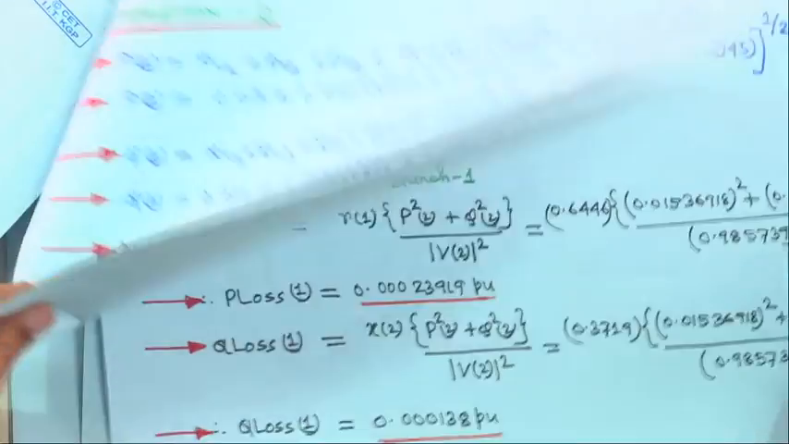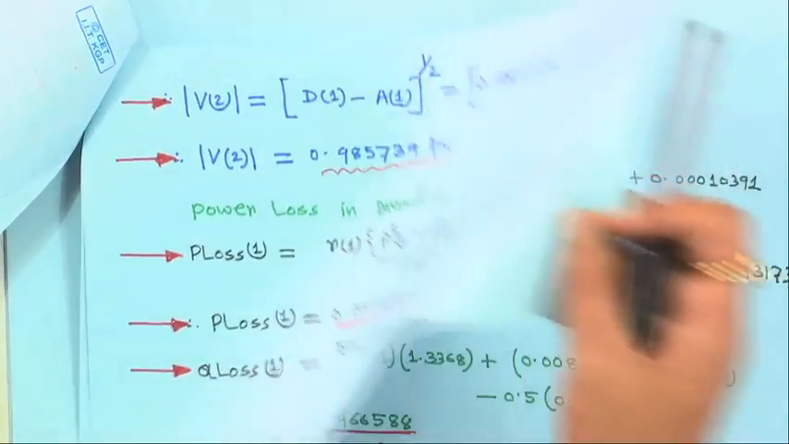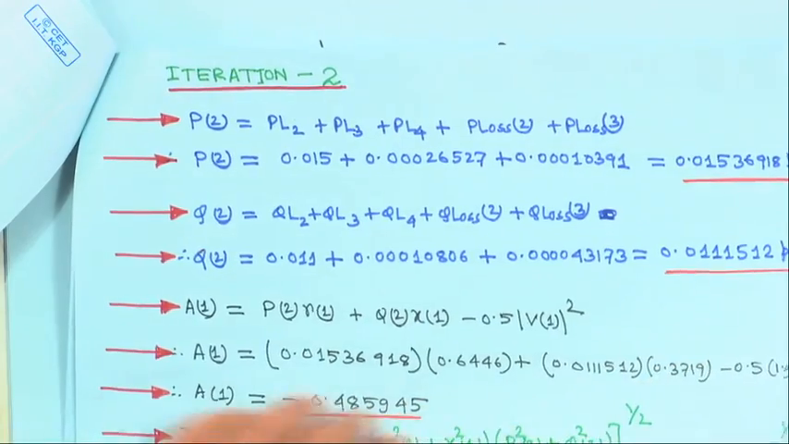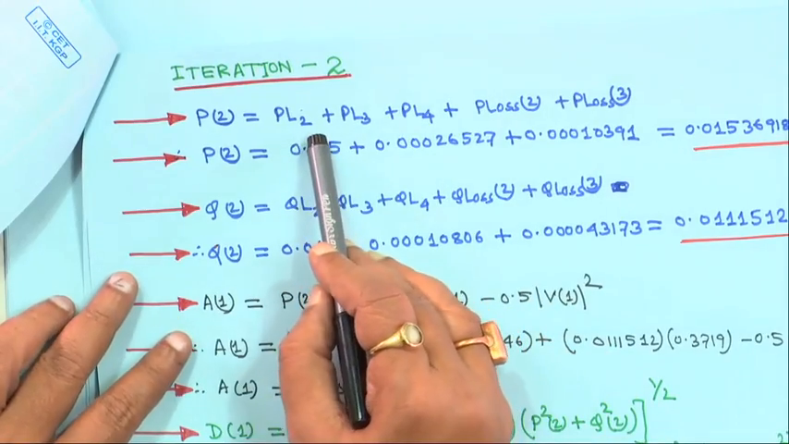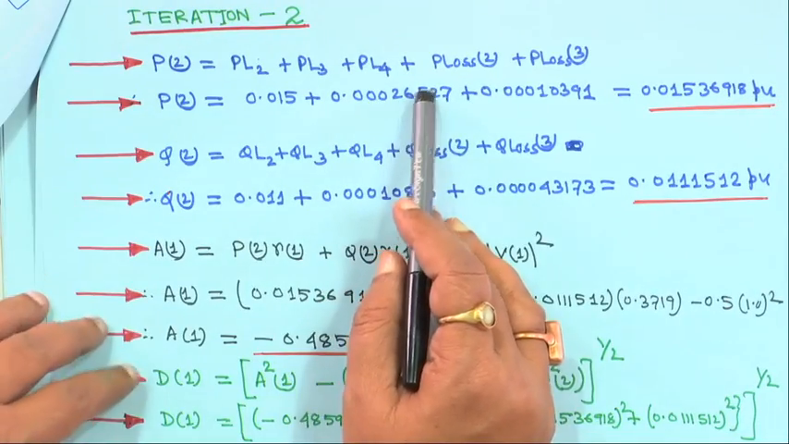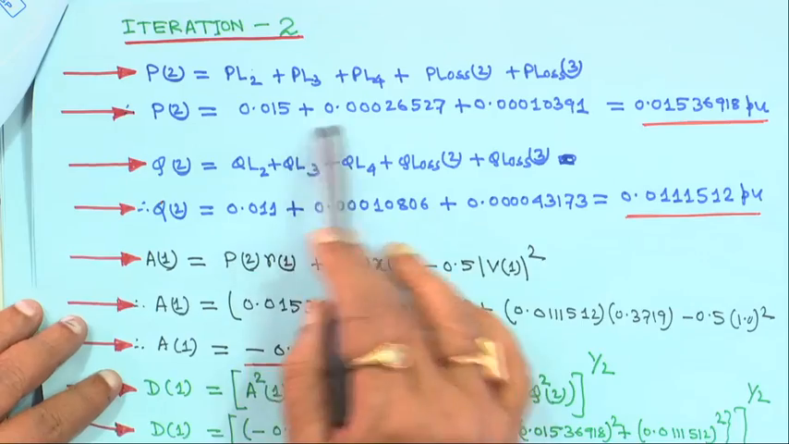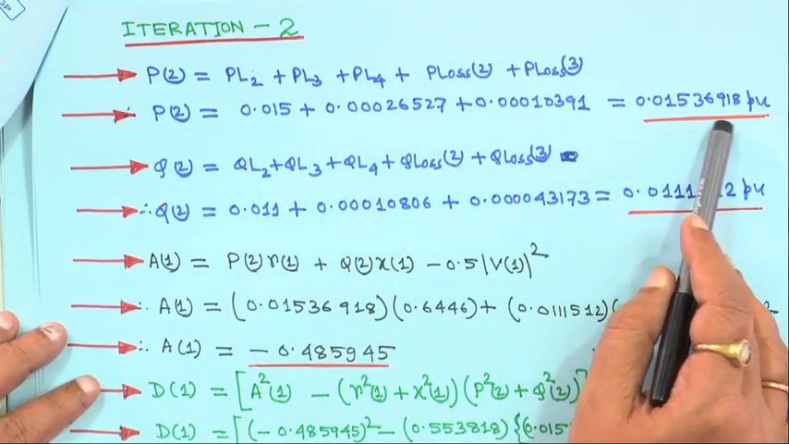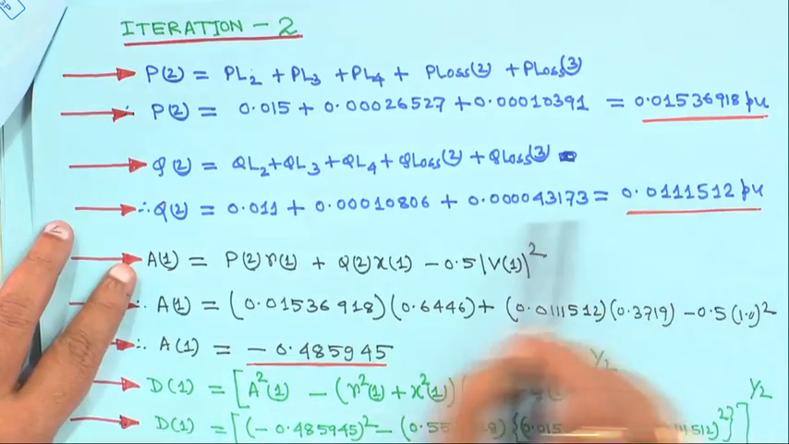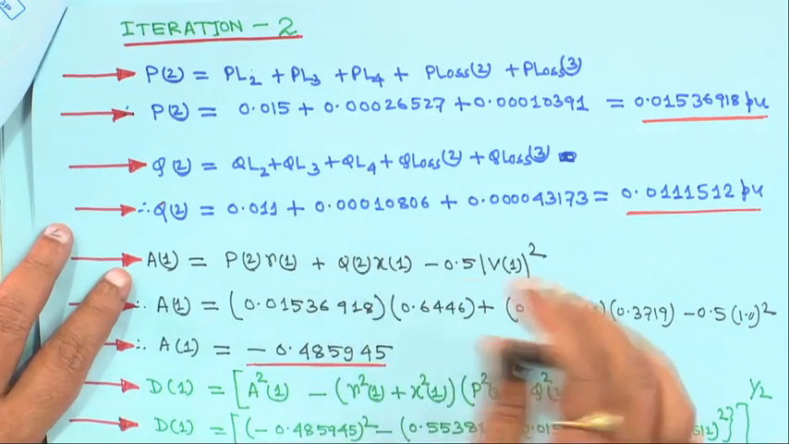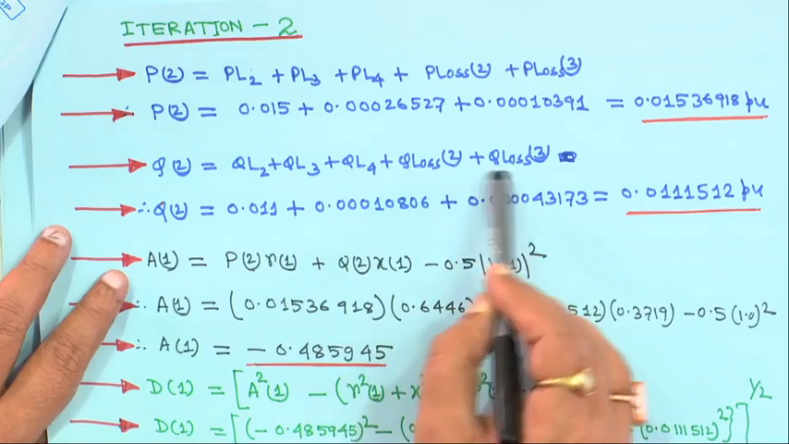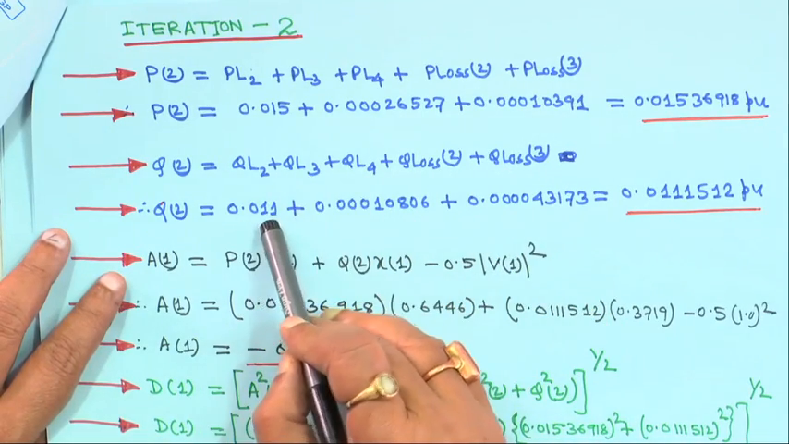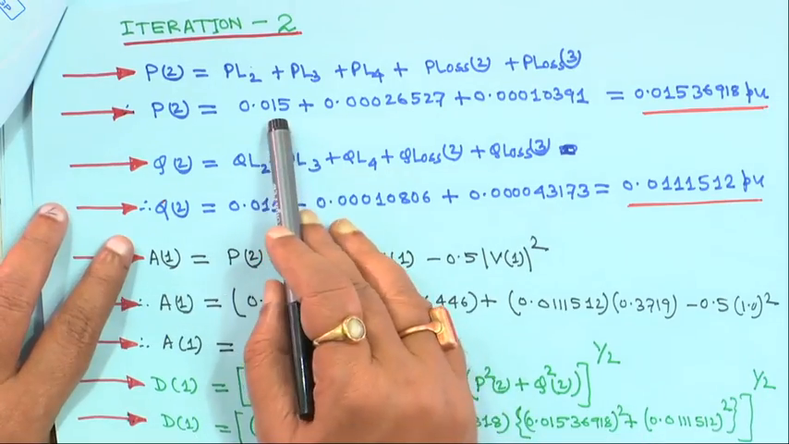So, that means iteration 2, P2 will be PL2 plus PL3 plus PL4 plus P loss 2 plus P loss 3. This loss we have computed just now. So, sum it all up, it will be 0.01536918 per unit, this is the value. Similarly, Q2 will be QL2, QL3, QL4 plus Q loss 2 plus Q loss 3. QL2 plus QL3 plus QL4 we have already computed previously.